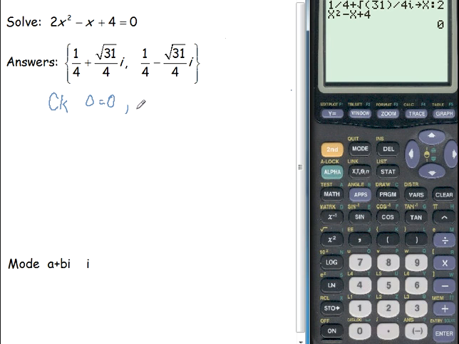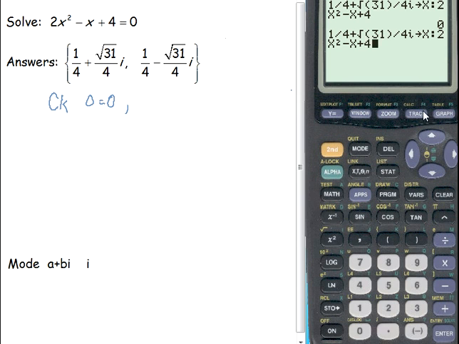And then we want to just do the second value. So let's hit second enter to print that line, and just go up and change that minus in front of the square root of 31, that plus to a minus, and then hit enter. And if we get 0, we're happy. 0 equals 0. So both of these are solutions and make the equation evaluate as 0 equals 0.